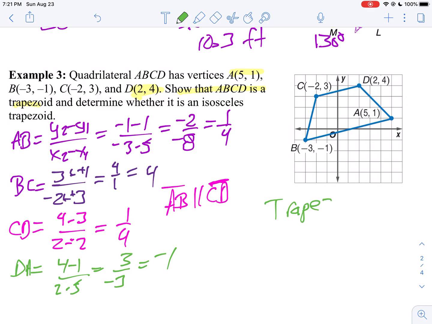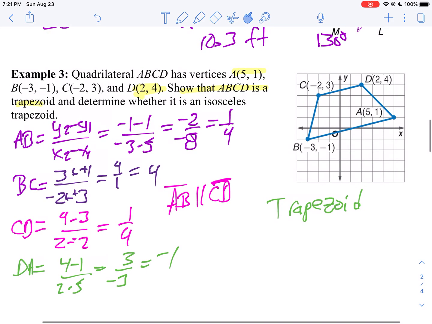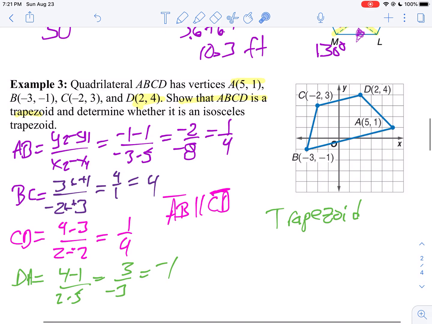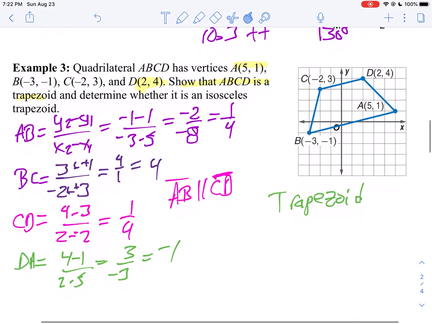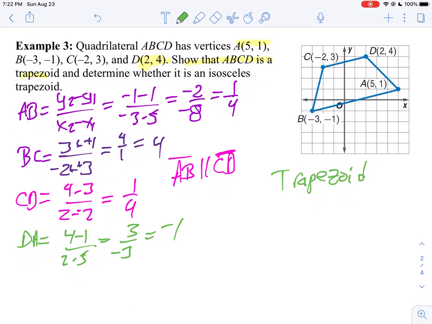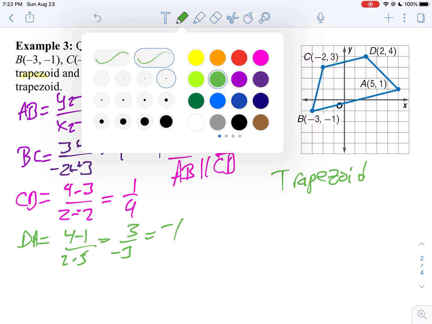Now, is it isosceles? There's two ways to determine if it's isosceles. Both have to do with distance. We can find the distance from B to C, and see if that's the same as the distance from D to A. Or we could find the distance of the diagonals, the distance from C to A, and the distance from B to D. It doesn't matter which one you do. I think we'll do the distance from B to C.